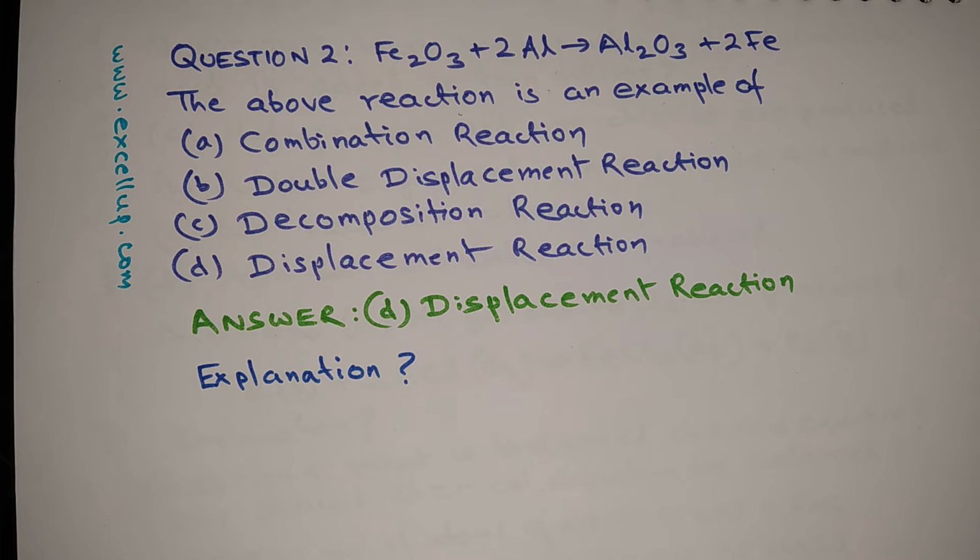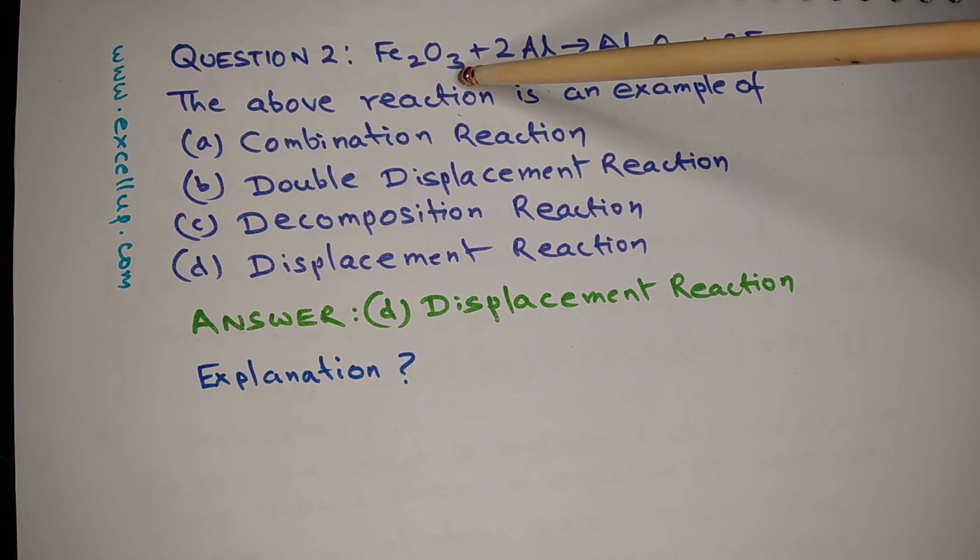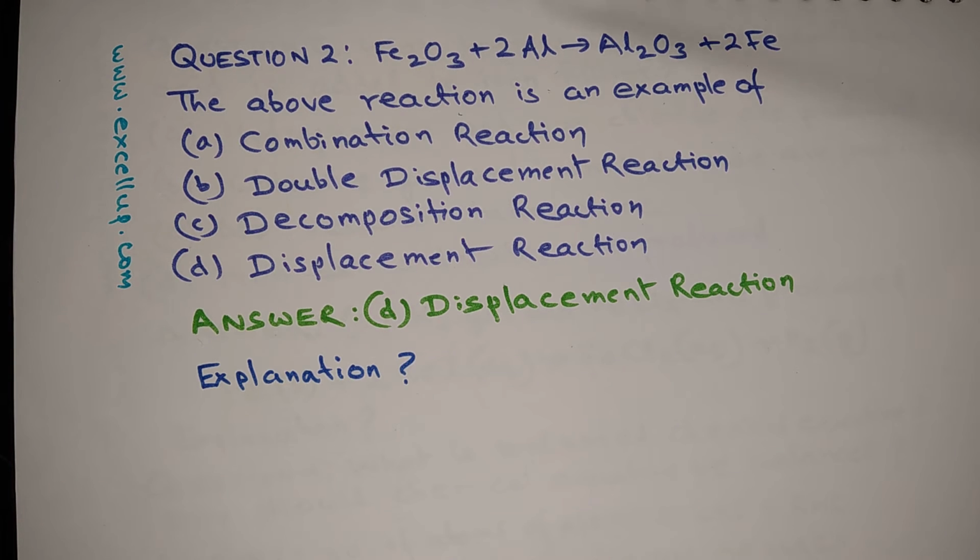Let us see why it is so. Here, this is a compound of iron, and aluminium, being more reactive than iron, is displacing iron from this compound to make aluminium oxide. So aluminium is displacing iron, so this is a displacement reaction.